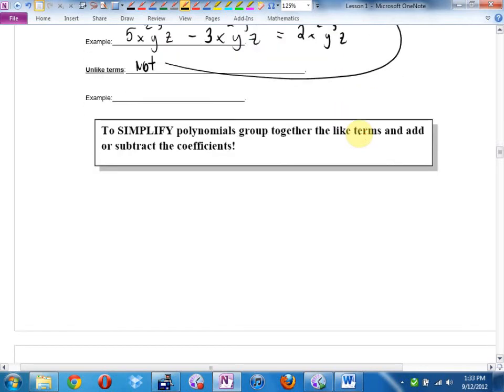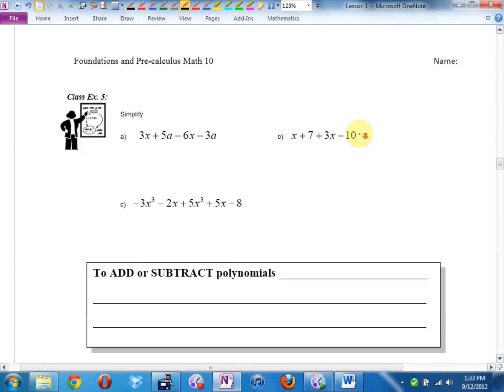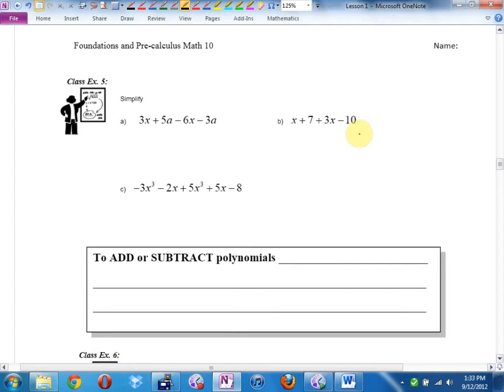It says, to simplify polynomials, group together the like terms and add or subtract the coefficients. Next page, for example. Now, when we first introduced this to you in grade 8 or grade 9, we do this very, very systematically. We do this very, very carefully. And I'm okay if you still prefer to do that. But I would love it if you can reach the point where you can do these mostly in your head. If you can, great.